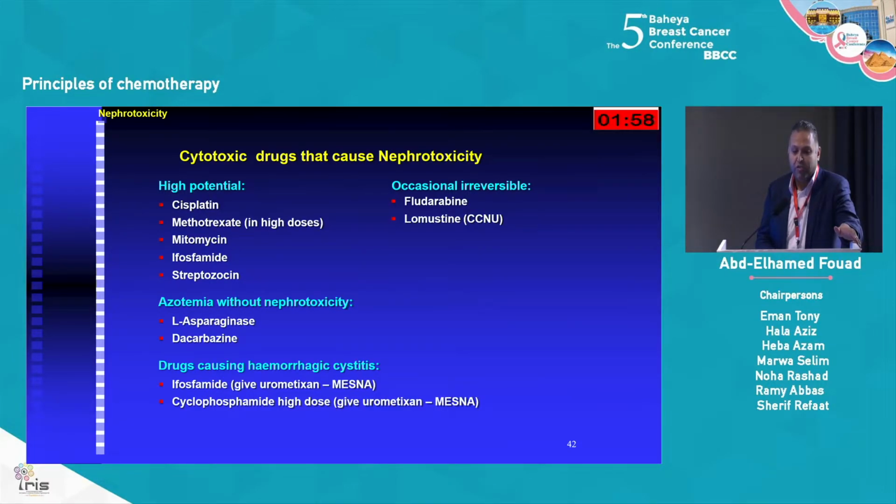Cytotoxic drugs that cause nephrotoxicity. Some drugs have high potential, especially platinum and methotrexate. Others have occasional and irreversible nephrotoxicity. Sometimes we have azotemia without nephrotoxicity. Other drugs have effects on the bladder, like hemorrhagic cystitis, especially ifosfamide or high dose of cyclophosphamide.